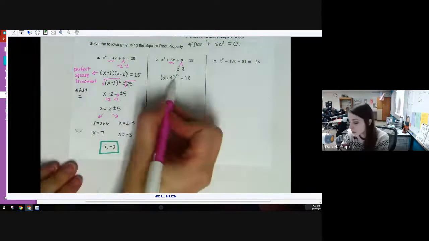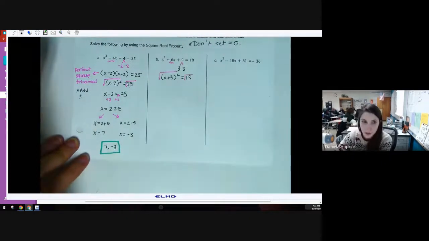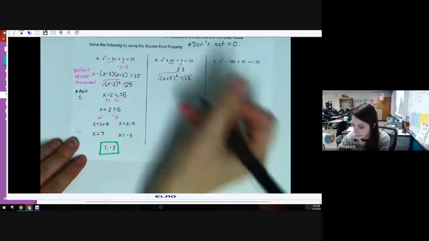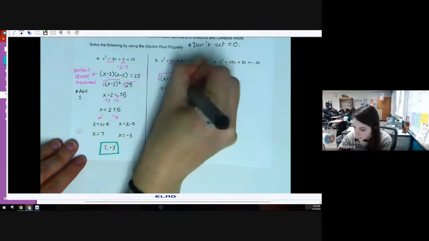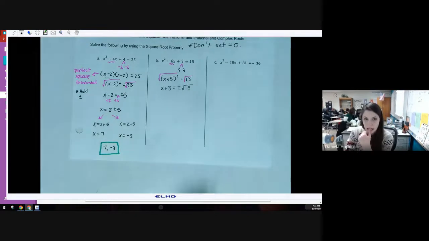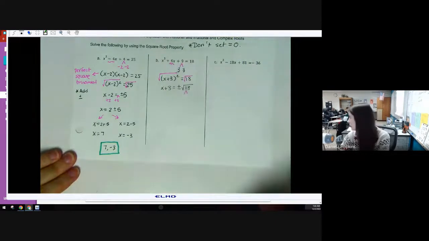Once you have this thing squared, you can take the square root. What do I need to remember to add when I take a square root? Plus or minus. Is 18 a perfect square? No. So what do I need to do with that perfect square? Or not perfect square? Yeah, I need to simplify. Gotta look for buddies.